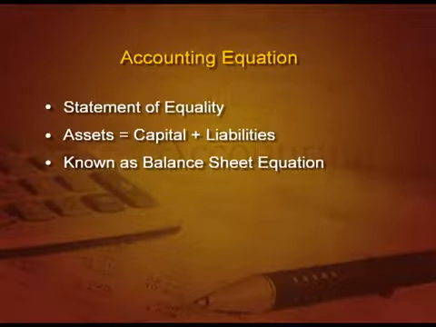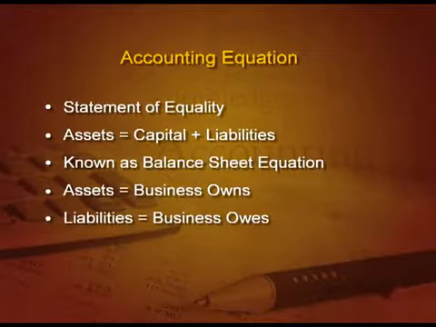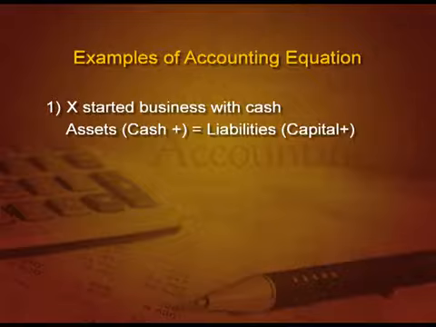Assets are what the business owns and liabilities are what the business owes, that is, the business has to give it back. Assets are for the business. Let us see some examples of accounting equation. First, Mr. X started business with cash. Now, in this case assets, that is cash, will increase, and on the liability side capital will increase. So, there is an increase in cash and increase in capital. So, both ways they are equated.